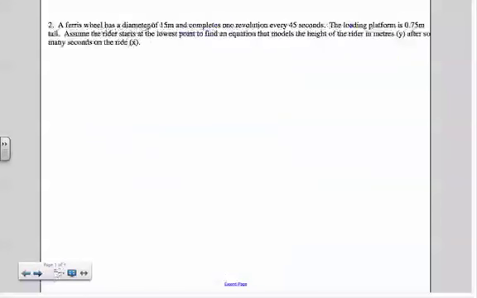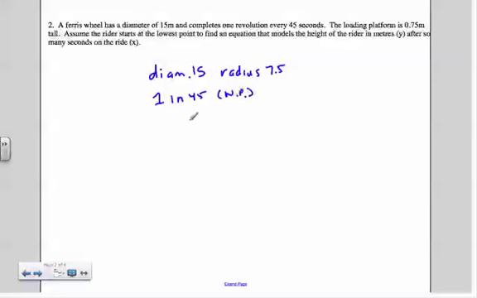So now a Ferris wheel has diameter 15. So right away I know that the radius is 7.5 and it completes one revolution every 45 seconds. So 1 in 45. That's my new period, because period means how long it takes to complete a revolution. The loading platform is 0.75 meters above the ground, because when you're talking about a Ferris wheel, the carriage does not sit on the ground when you get into it.